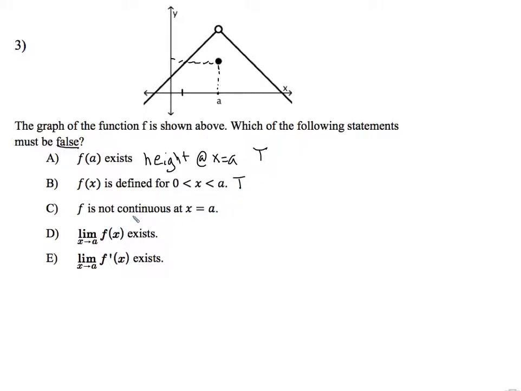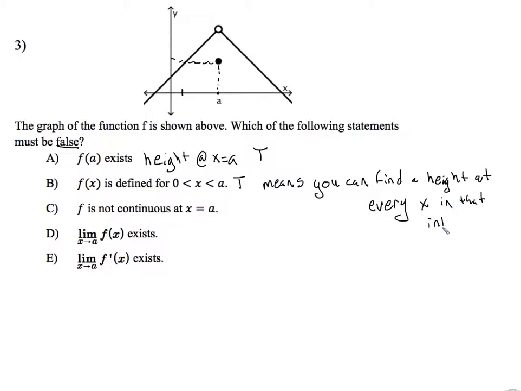I thought it was because it was at 0. So, what do you mean? Defined means you can find a height at every x in that interval.